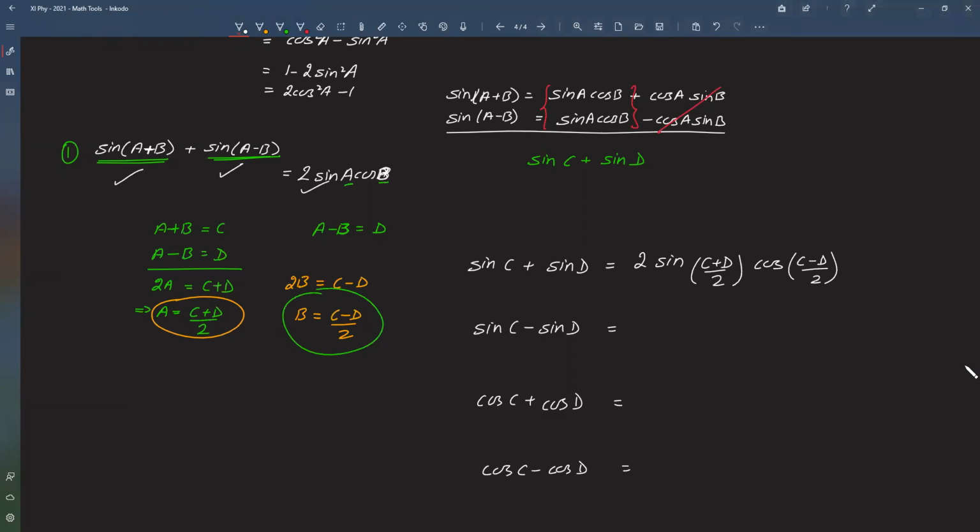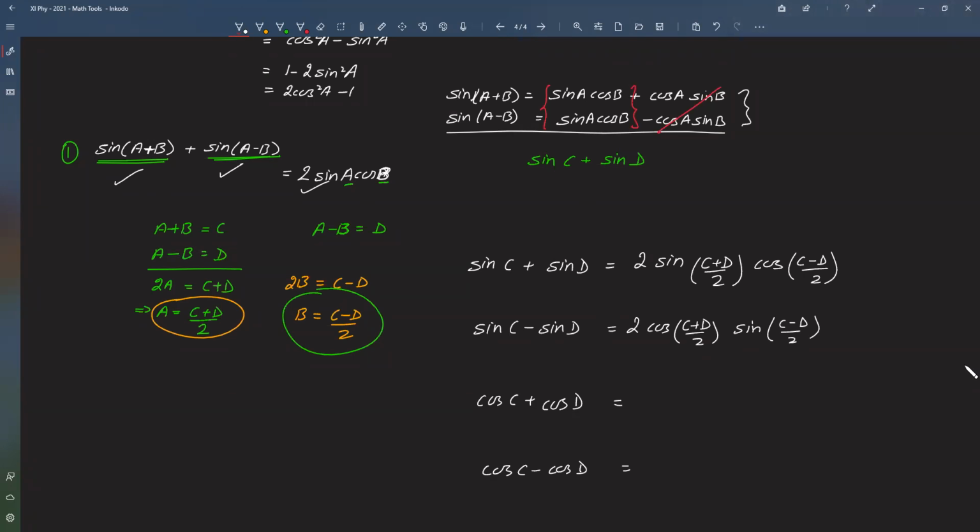Okay, so what is sine C minus sine D? Here you are actually subtracting, so these two have to be subtracted. If you do that, you will get 2 cos A sine B. So it will be 2 cos of C plus D by 2, into sine of C minus D divided by 2. You saw it's very easy to derive. That is our sine C minus sine D.